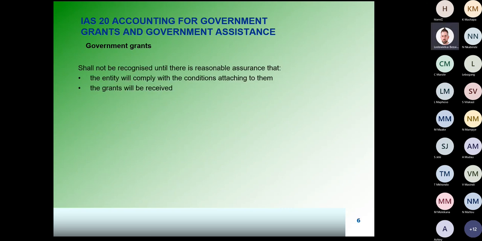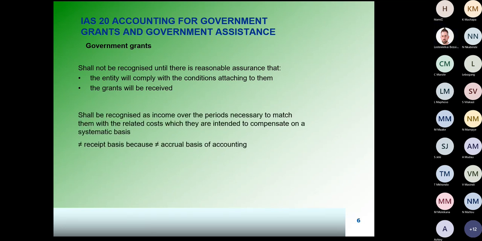We can't recognize the government grant if it is not sure or reasonable that the entity will comply with the conditions attached to the grant that we want to receive, or that the grant will be received. All of those conditions must be met before we can recognize the grant in the books of the company. So we will recognize the government grant as income over the period necessary to match it with the related cost which it is intended to compensate on a systematic basis.